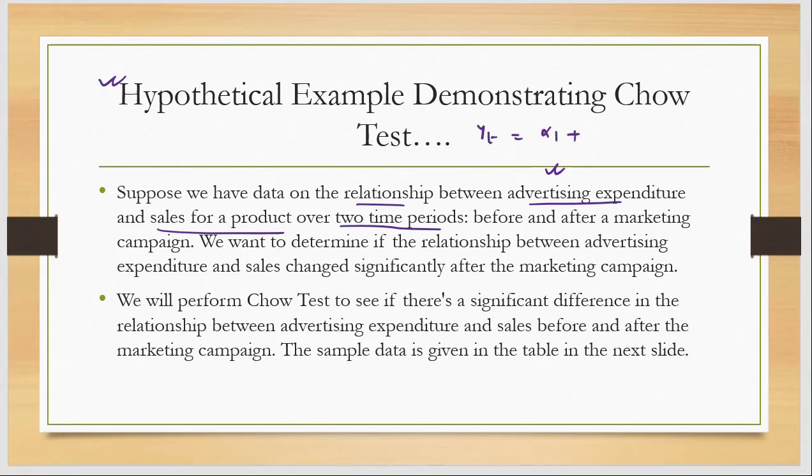Suppose the model is like this: Y_t = alpha 1 plus alpha 2 X_t, where X_t is the advertising expenditure, plus some error term. This is the original model. Y_t is the sales of the product. Sales depends on the advertising expenditure. This structural relationship is given to us.